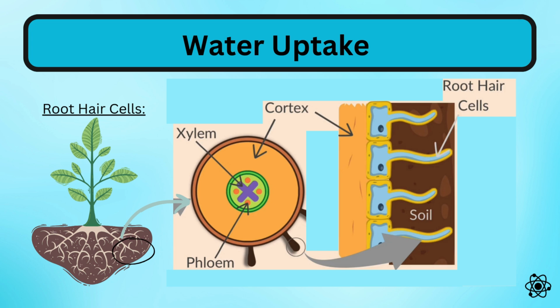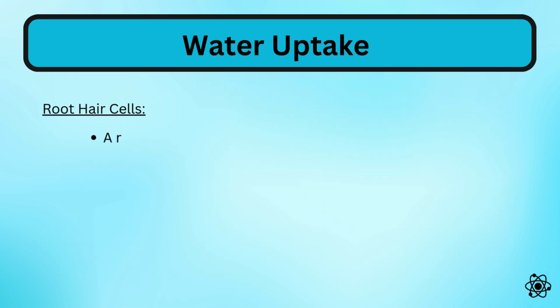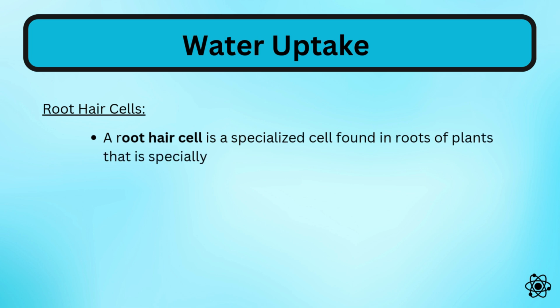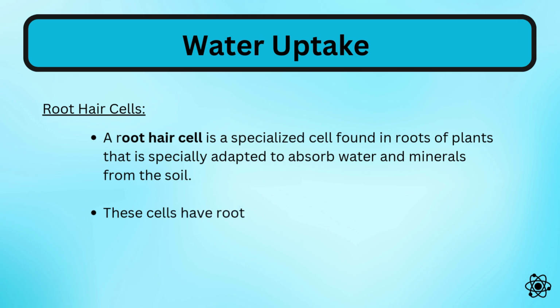The cells with these root hairs are called root hair cells. A root hair cell is a specialized cell found in the roots of plants that is specially adapted to absorb water and minerals from the soil.